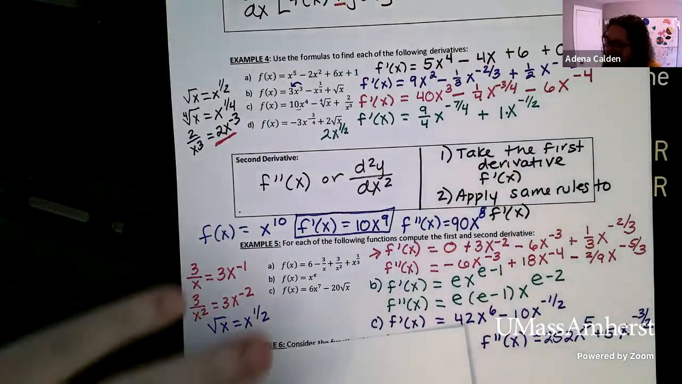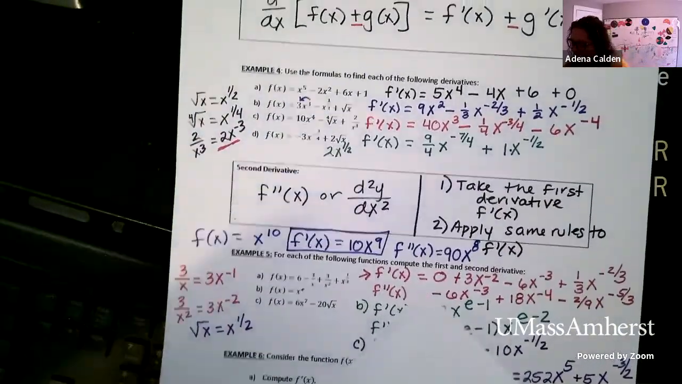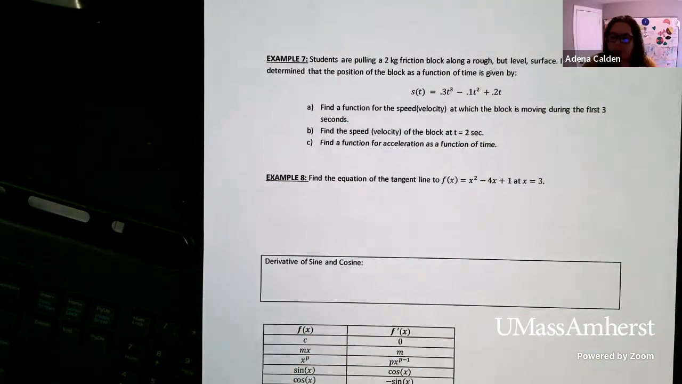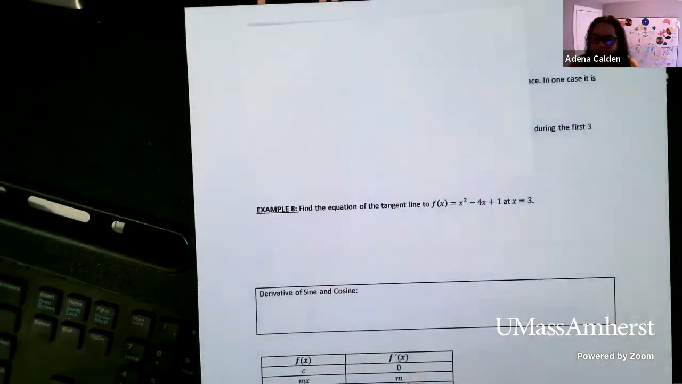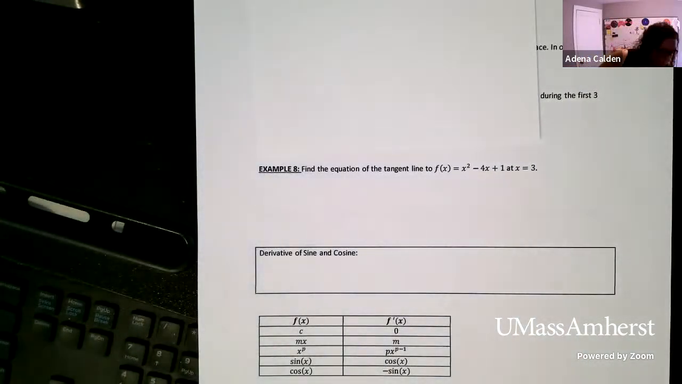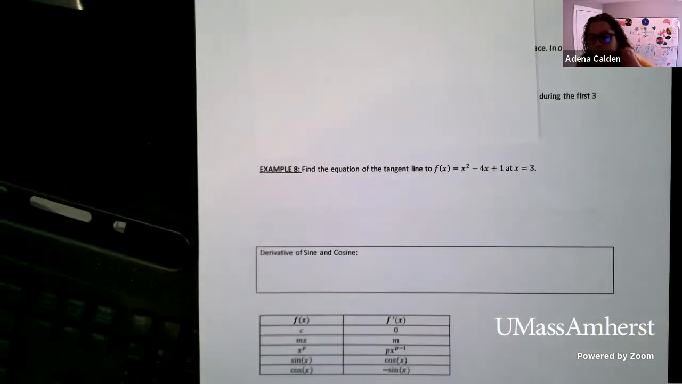I'm going to skip ahead a little bit because there's 2 examples I want to make sure that we do that you have for homework. So we're going to skip to example 8 because I think this will be new. Example 6 and 7, if you want to see them done out, are on the asynchronous videos.